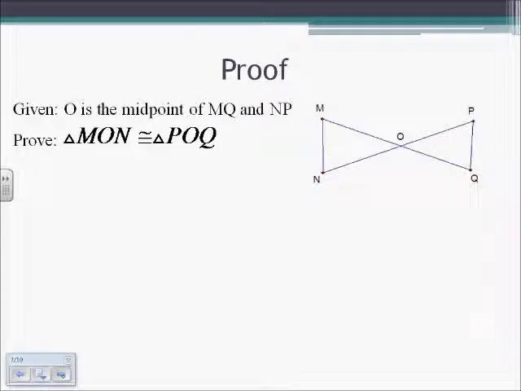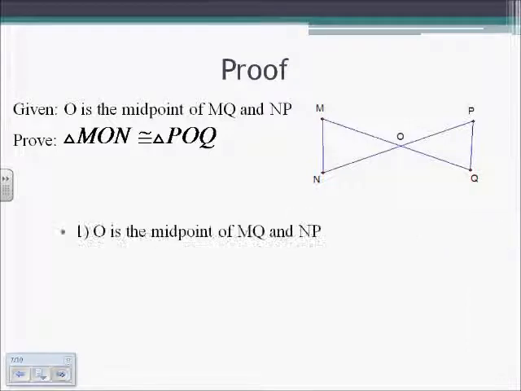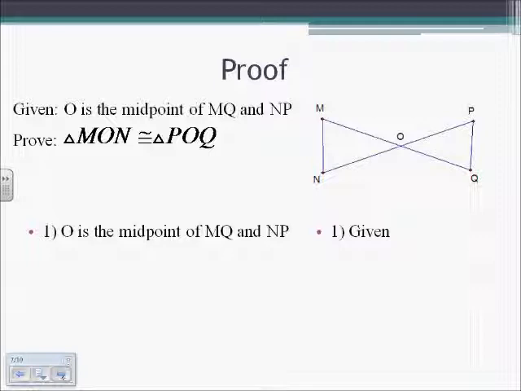Alright, next one. O is the midpoint of MQ and NP. Prove that triangle MON is congruent to triangle POQ. Well, midpoint, we have to define what we know here. We have the given statement, so therefore O is the midpoint of MQ and NP. What does that mean? Well, if O is the midpoint, then this piece is congruent to that piece, and this piece is congruent to that piece. I have 2 of my sides in. Now I either need to find a 3rd side congruent or the included angle.